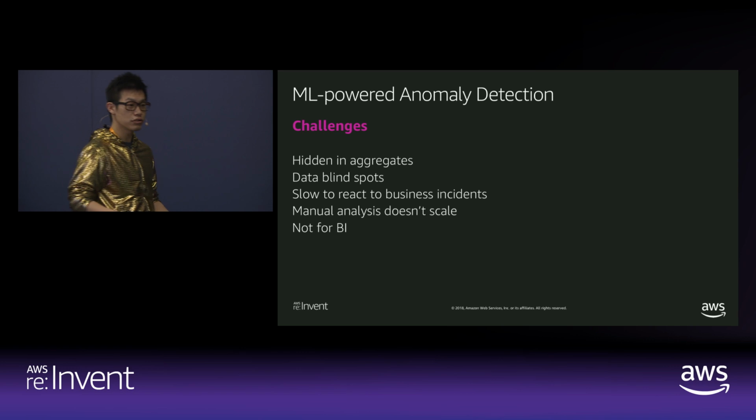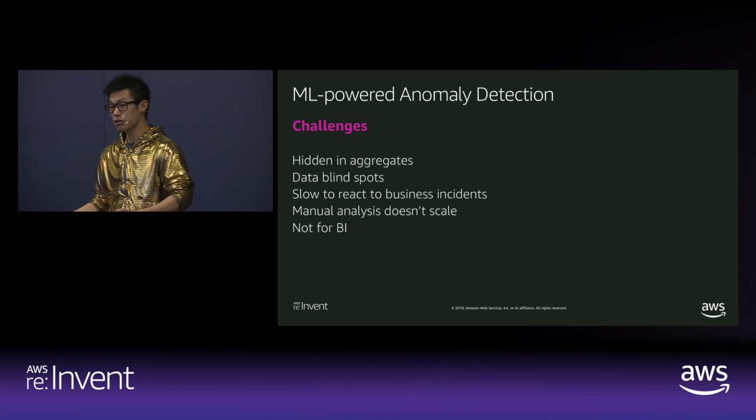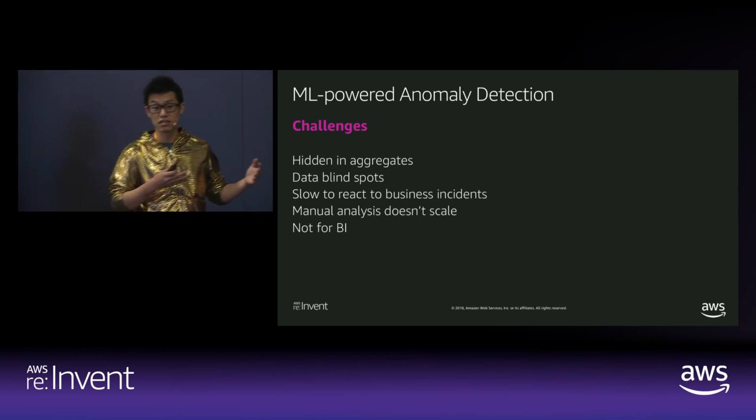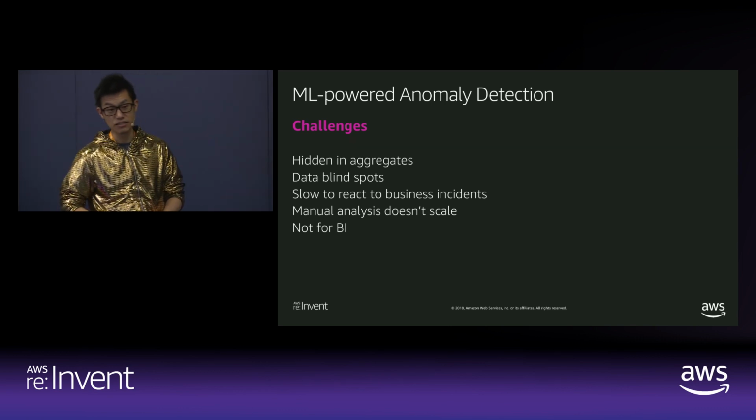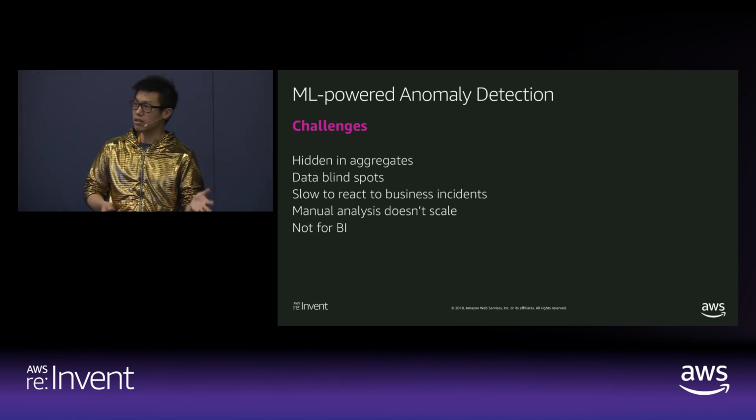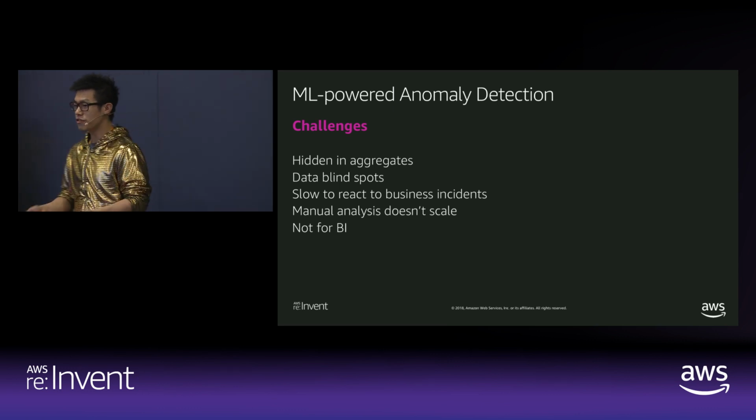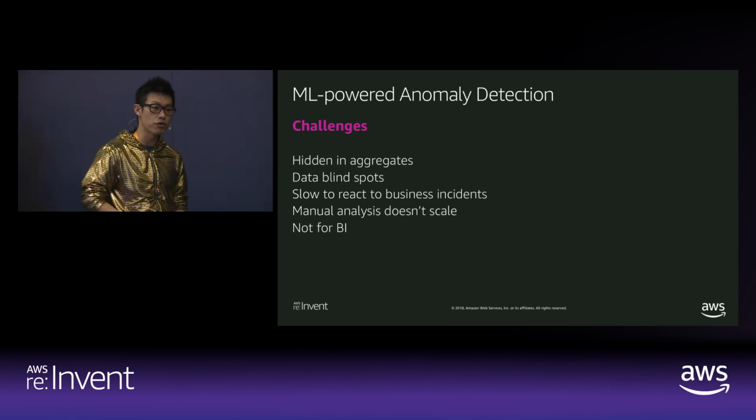But because it is manual today, there's no way for humans to scale that, and customers end up looking at a subset of the data rather than the entire thing. It results in businesses slowly reacting to business incidents. And there are various anomaly detection tools in the market, but most of them are really targeted towards developers and technical people and not really for a BI use case.